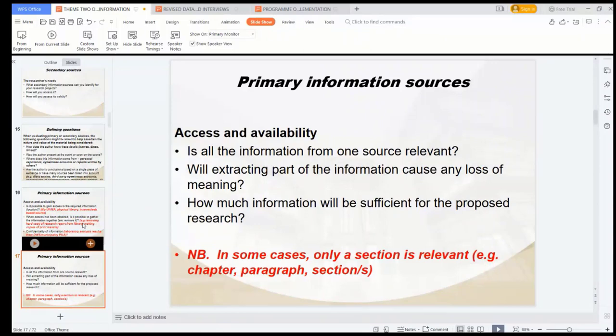Accessibility and availability. Is all the information from one source relevant? Will extracting part of the information cause any loss of meaning? How much information will be sufficient for the proposed? Here, I just made a comment in red that it's not every time that all the books from which we source information, we're going to use everything. Although here we're talking about primary information sources.